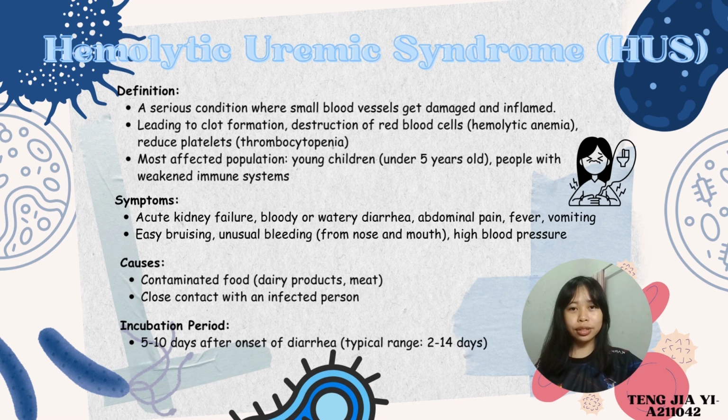HUS is usually caused by infection with Shiga toxin-producing Escherichia coli through contaminated food such as dairy products and meat, or through close contact with an infected person. In terms of incubation period, HUS typically develops 5 to 10 days after the onset of diarrhea, with a usual range of 2 to 14 days.